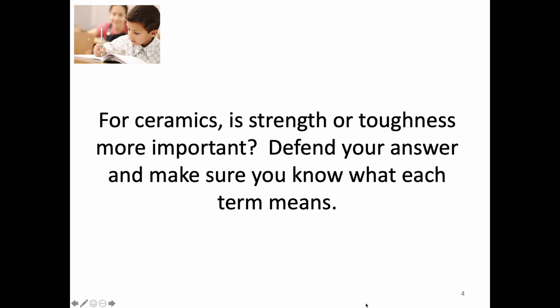And because ceramics are fairly brittle, we're going to spend a lot of our time focusing on toughness and not so much strength. Strength is definitely a part of it, but toughness is its own thing as well. And so we're going to talk about that as we go through today's lecture.